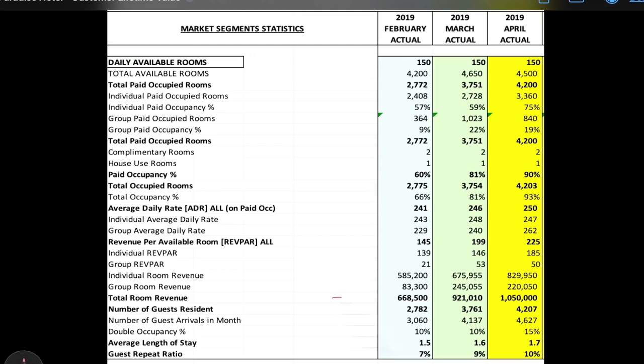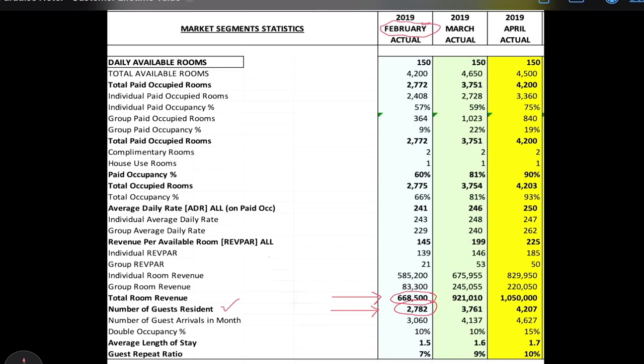Let's take this total room revenue here. For the month of February, which is a lean month, it's showing $668,500. And right below that, see this KPI, number of guests resident. For the month of February, it shows 2,782.